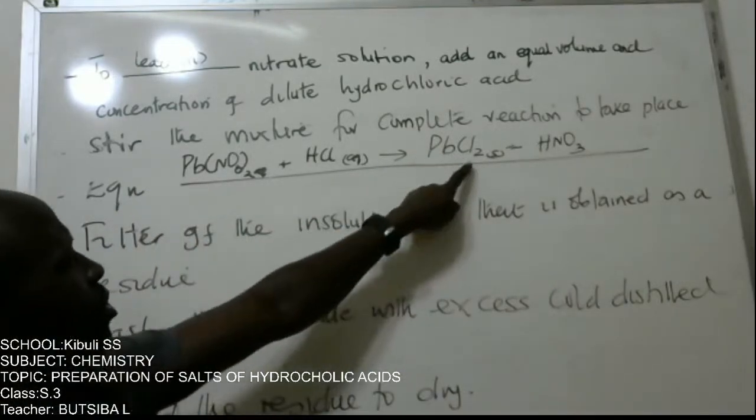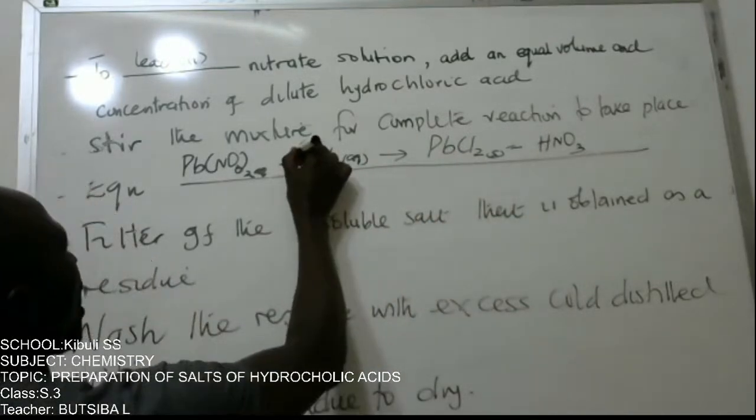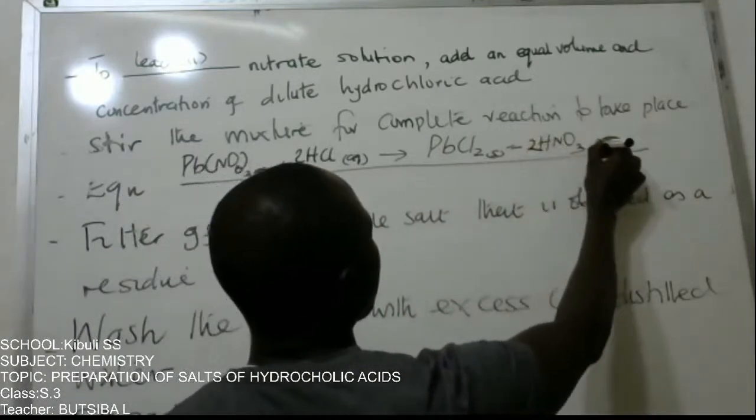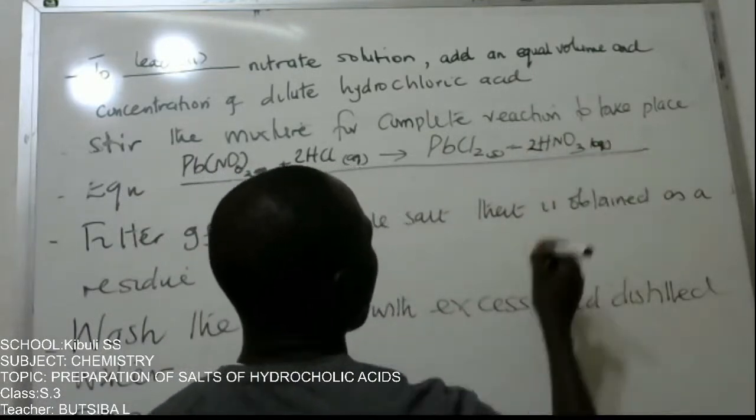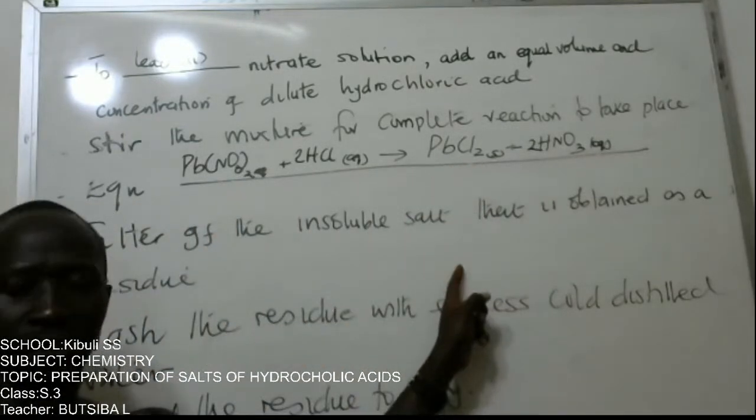The balanced equation, 2 chlorines, here it is 1. And therefore what do I do? I put a 2 here. There are 2 nitrates here, there's only 1. So I need a 2 here. This is aqueous. Do you see why we are filtering to obtain lead 2 chloride as a residue?